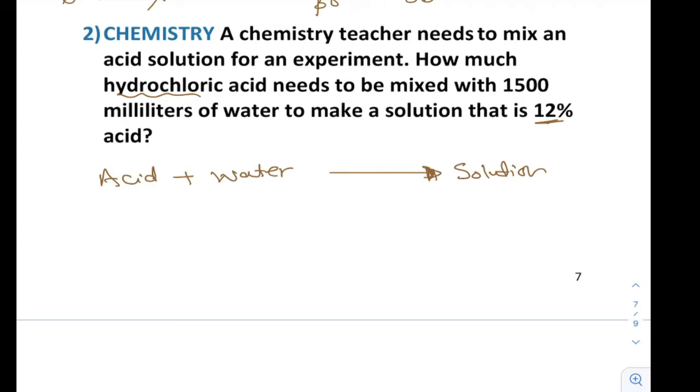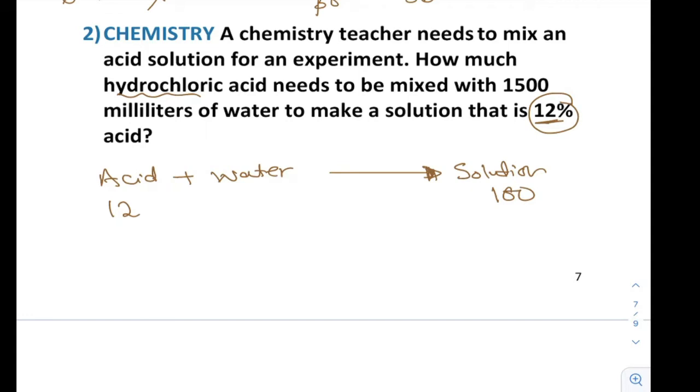Now, how much hydrochloric acid needs to be mixed with 1,500 milliliters of water to make a solution that is 12% acid? 12% acid means that from 100 milliliters of solution, 12 is the acid. Of the total solution, we will assume that the total is 100, then only 12 will be the acid.